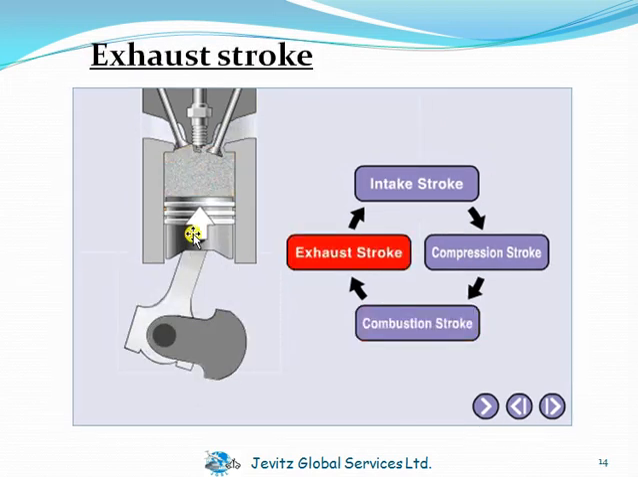And now the last one is the exhaust stroke. At this exhaust stroke, we can see that the exhaust valve is open after the combustion. The exhaust valve is open and the intake valve is closed as the piston is about to complete its downward stroke. Then the exhaust gases that result from the combustion are discharged outside of the cylinder. So that is what happens at the exhaust stroke.